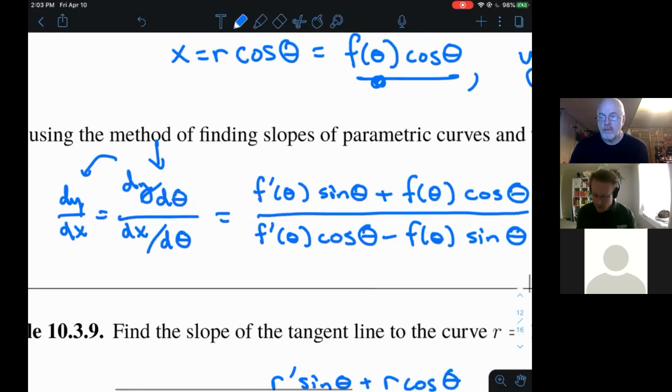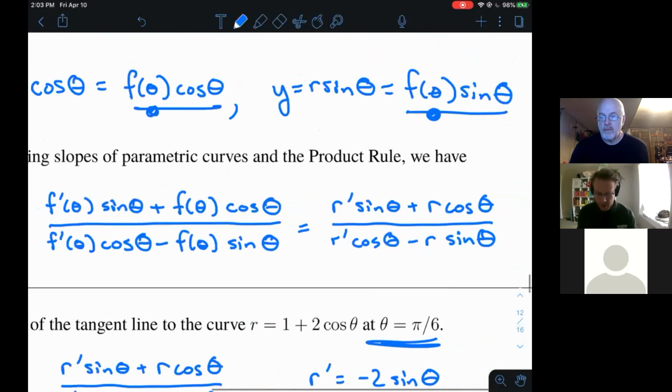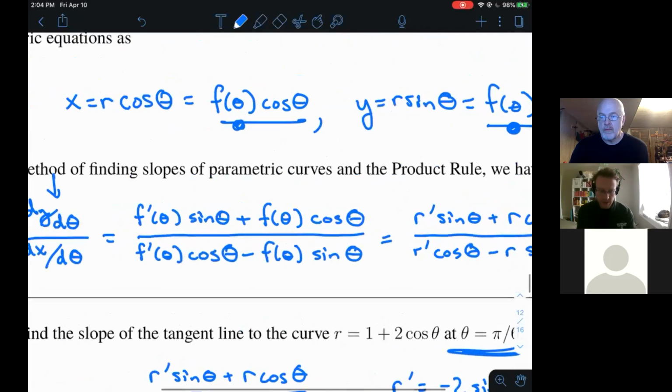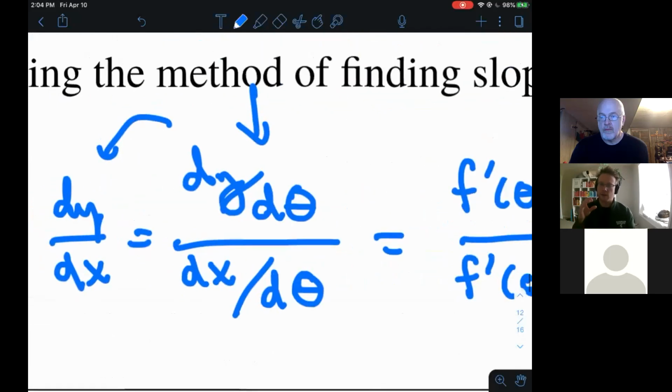I recommend that you don't memorize this bit here. The book has it, and that's why I included it in the course video notes, because people see this in the book. But I would just use this equation right here: you take the derivative of y with respect to theta, and the derivative of x with respect to theta, and then you remember rise over run. So the y's should be on top, the x's should be on bottom.